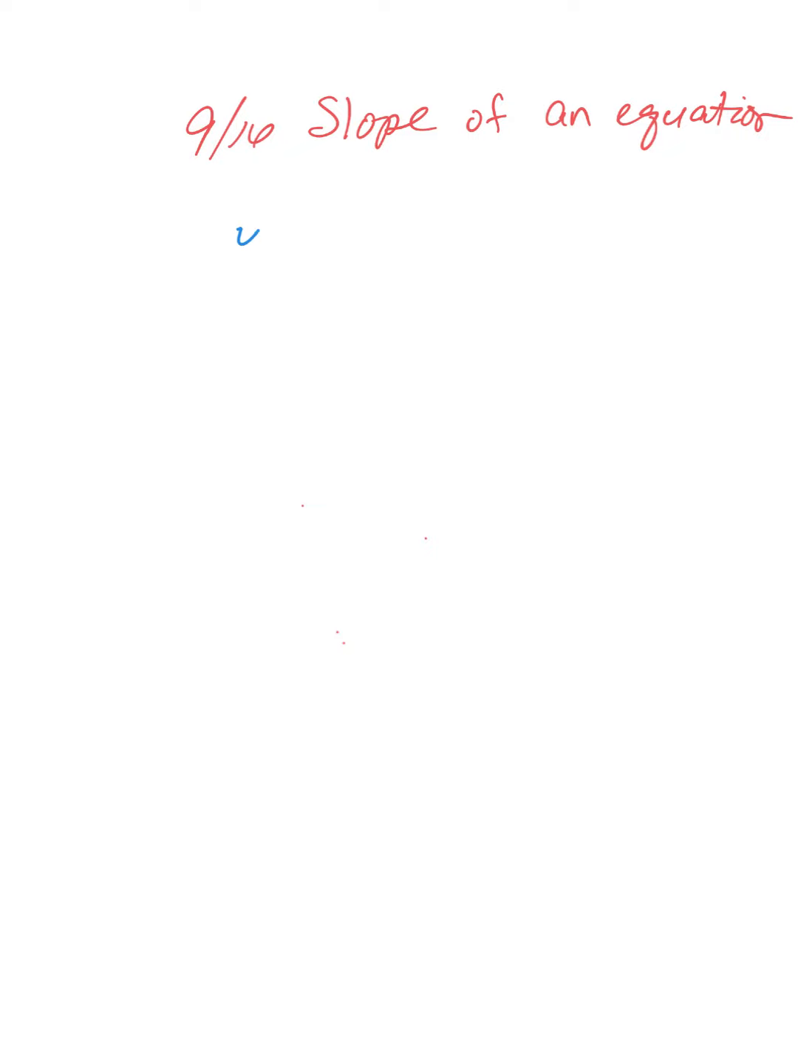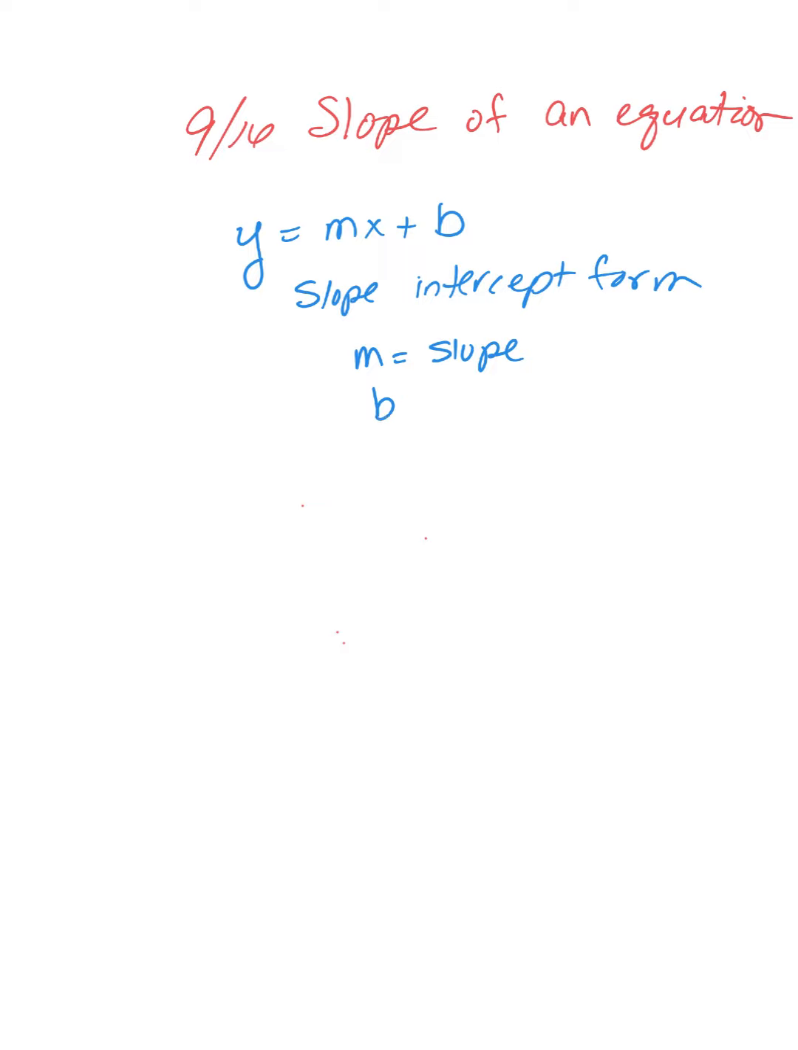So whenever we have an equation in this format where the y is alone on the left side of the equation, and then you have a number with an x plus a b, that is slope-intercept form. And that means that the m is the slope and the b is the y-intercept. So y-intercept is the place in which that equation will hit the y-axis when you graph it, okay?